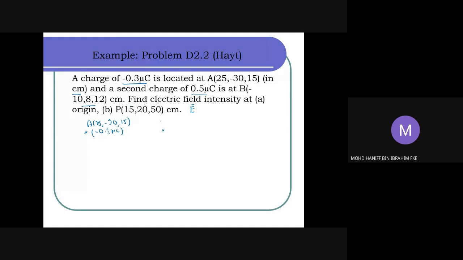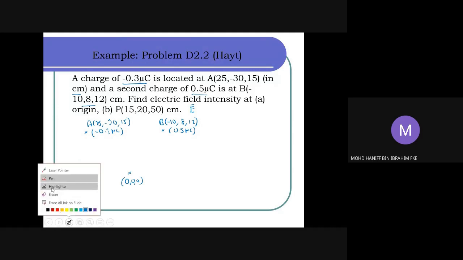Secondly, we have the charge located at B, having a coordinate of (10, -10, 8, and 12) centimeter. And the charge is 0.5 microcoulomb. And the point of interest for the first case is at origin. So I just put it as at origin. Okay, this is at origin, so it is at (0, 0, 0).